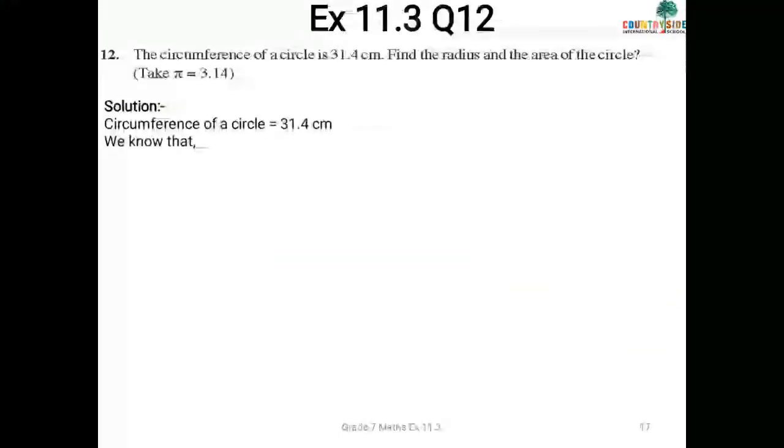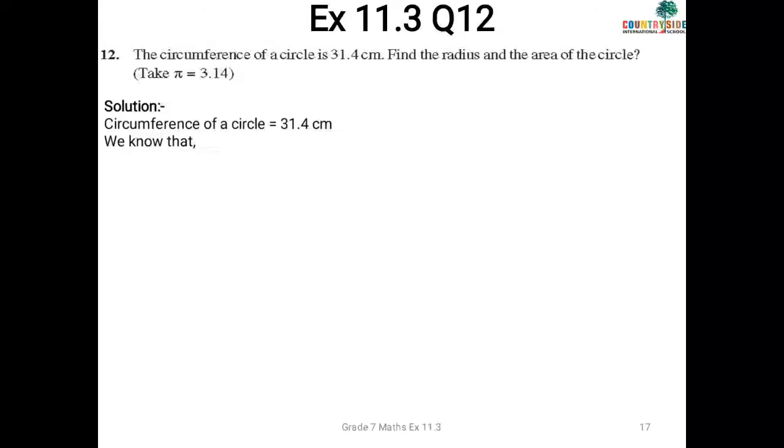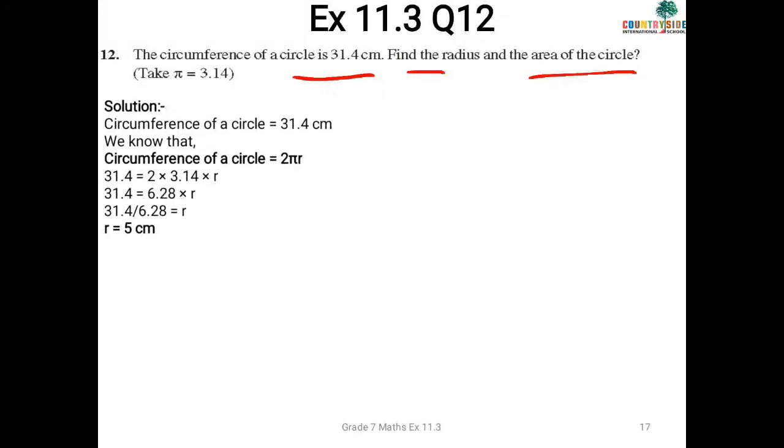Now let's start question number 12 from exercise 11.3. The question is, the circumference of a circle is 31.4 centimeter. Find the radius and the area of the circle. Here circumference is given to you, and we know the formula of circumference C equals 2 pi r, right? So circumference is 31.4. Just put the value: 31.4 equals 2 into 3.14 into r.